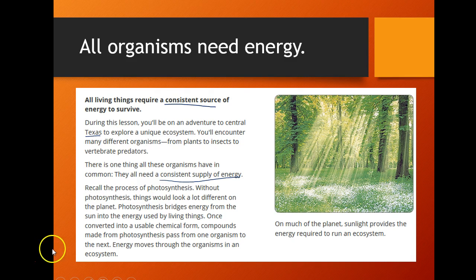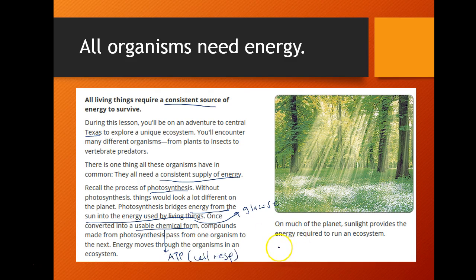So if we start from the beginning, we can look at a process called photosynthesis that we've talked about before. Remember, photosynthesis is when we take energy from the sun and we make it into energy that can be used by living things. This type of energy is what we call glucose. Plants undergo photosynthesis so they can take energy from the sun and make it into glucose. Once we make that glucose, it can be converted into a usable chemical form, which we call ATP, in a process called cellular respiration.